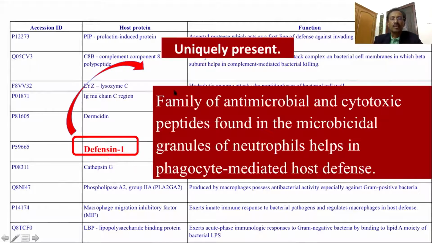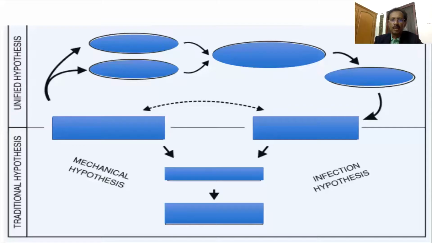For example, defensin was also uniquely present only in disc degeneration and in herniation. And defensin is a family of antimicrobial and cytotoxic peptides found in the microbicidal granules of neutrophils that helps in phagocyte-mediated host defense. And the presence of this and another 42 host defense response proteins in diseased discs actually showed proof of inflammation, and an inflammation that is initiated and progressive probably because of bacteria and infection.